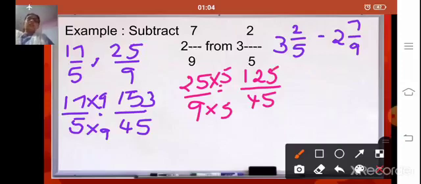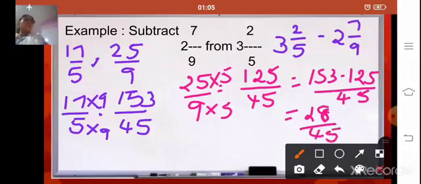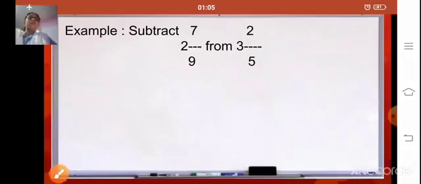Now as the denominators are same, you can directly subtract it. So you will subtract 153 minus 125 upon 45. So 153 minus 125 is 28 upon 45. So it is a proper fraction, so no need to convert it. You can write the answer as it is.